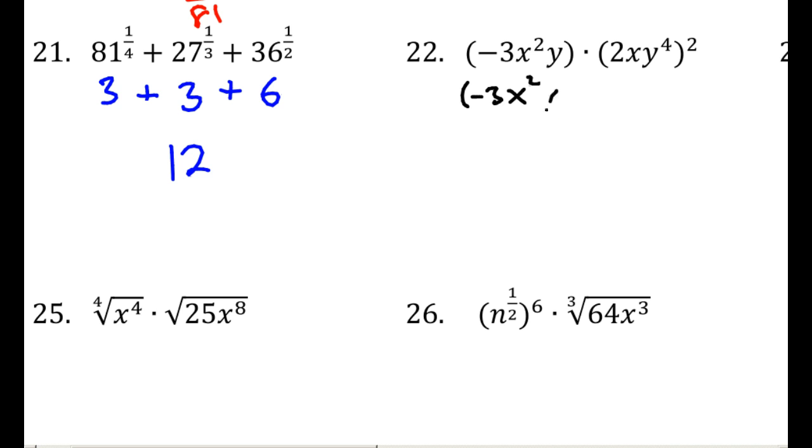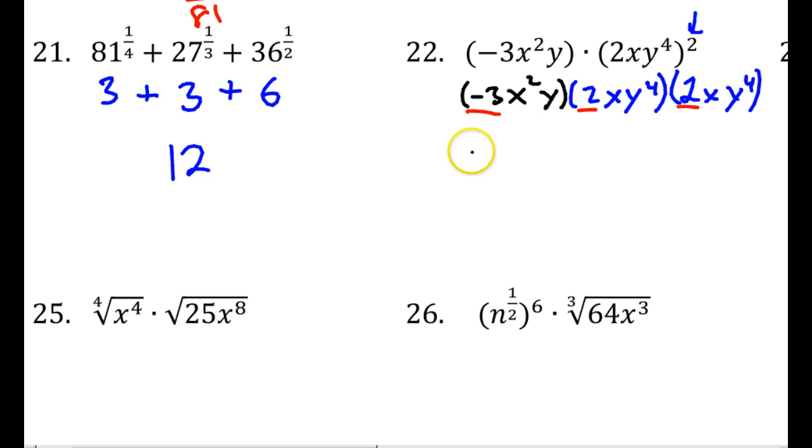The first part is going to stay the same. That second one I'm going to expand out. I'm just going to write it the long way. It's 2x y to the 4th, 2x y to the 4th. There are 2 of them. That's why I have 2. So now we have all multiplication. Now we can multiply everything. So negative 3 times 2 times 2, negative 12.